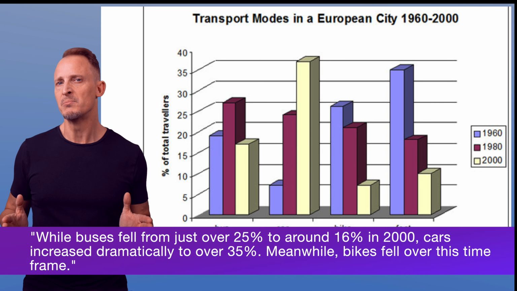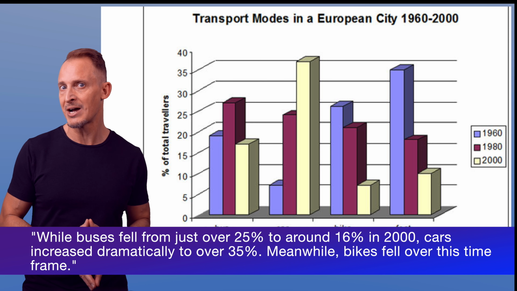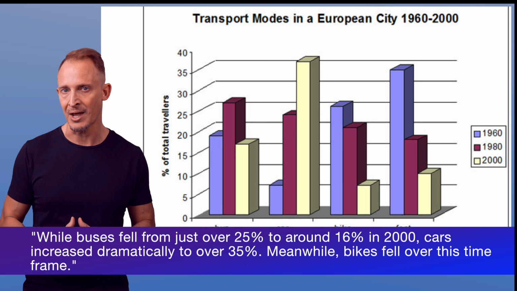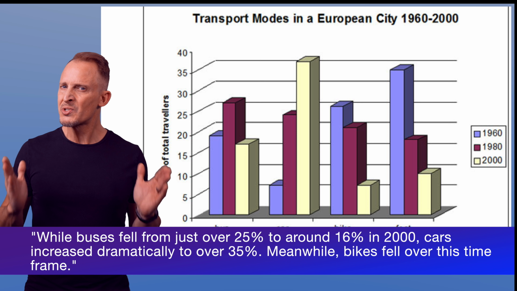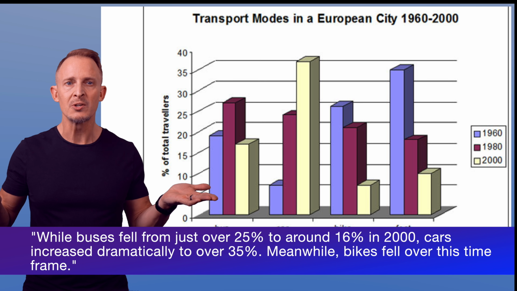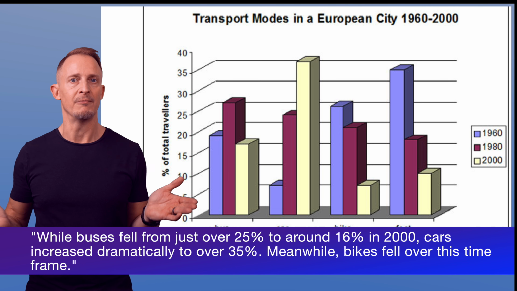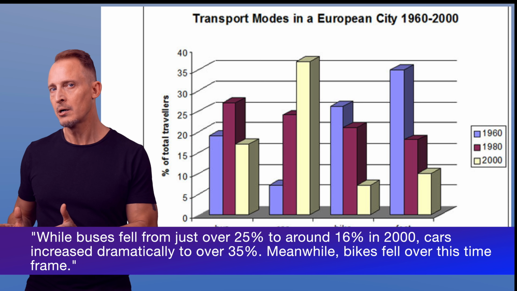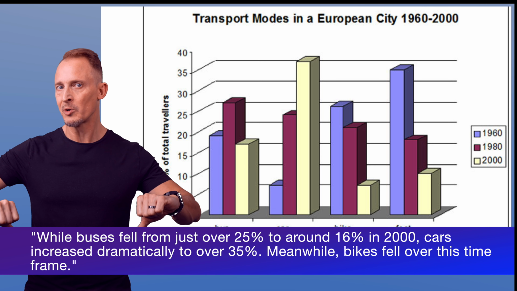While buses fell from just over 25% to around 16% in the year 2000, cars increased dramatically to over 35%. Meanwhile, bikes fell over this time frame. Do you see what the problem is for this description? Can a car increase or a bus and a bike fall? Well, a person can fall off a bike, but in this scenario, the use of a car or the use of a bike or a bus can increase or decrease.